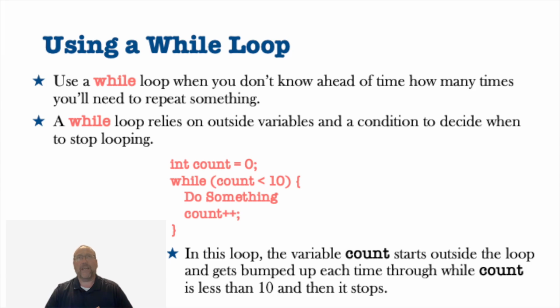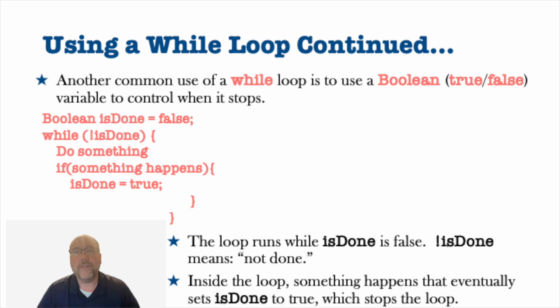While loops, though, can be a lot more than just what we had in the prior example. In fact, here's an example that uses a Boolean variable. Now, if you remember way back to variables, Boolean is a variable that is either a true or a false. So we're going to declare a variable called isDone, and we're going to initialize it to false. And then within our while loop, we have a logical expression that is not, that's the exclamation point, not isDone. This basically means while isDone is false, we're going to do something.